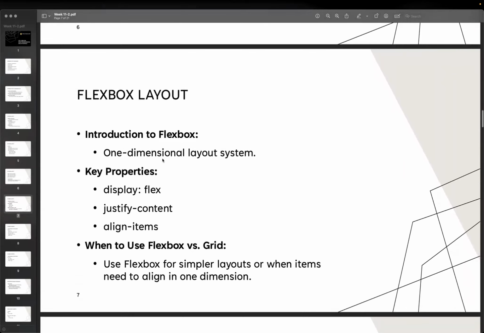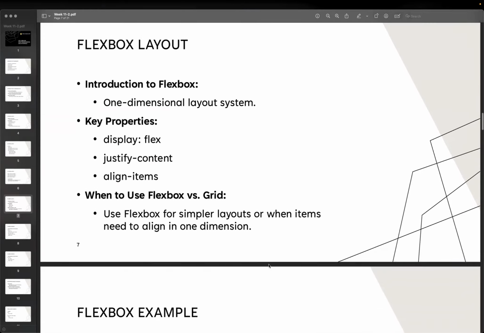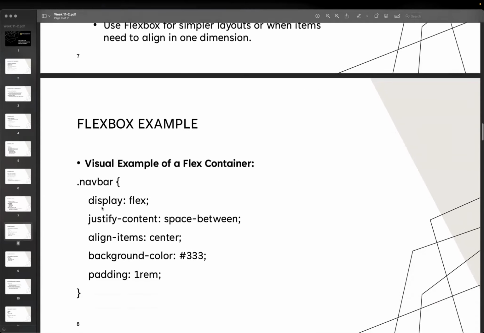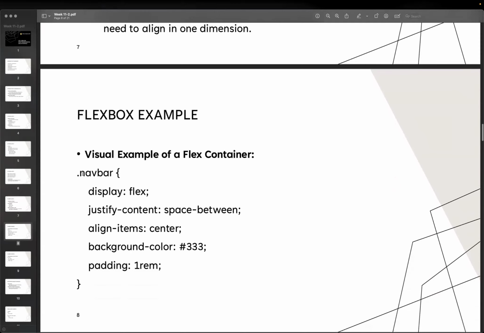And we have the flexbox, which is a one-dimension layout system. So we have justify-content and align-items, so we can use them. Compared with the grid, Flexbox is pretty popular to use. It's a simple layout, so when items just need to align in one dimension, maybe just like this. One example is the navbar.